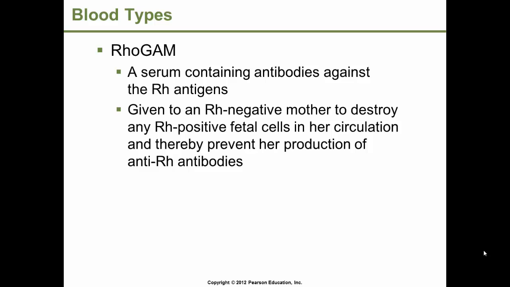This RhoGAM shot is given at approximately the 7th month of pregnancy and shortly after delivery of the baby if the infant is Rh positive. Rh antigens are thus prevented from being set in the memory of the mother's immune system. The injected antibodies disappear after a few months, therefore no antibodies linger to affect any fetus in a subsequent pregnancy.